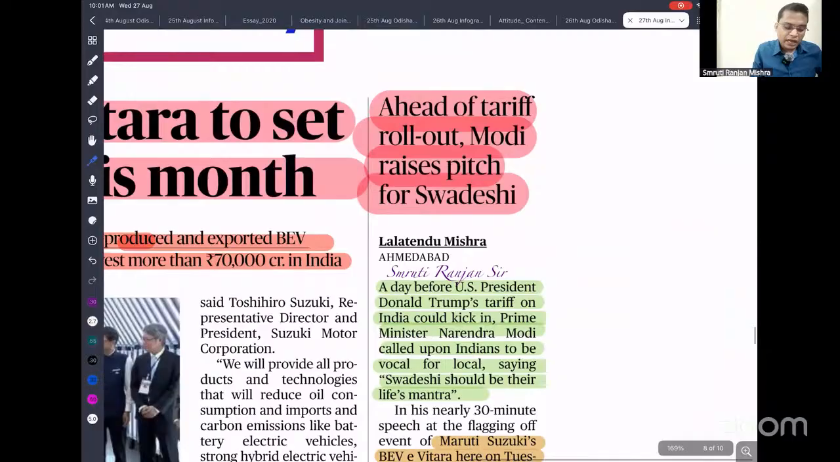Ahead of the tariff rollout, Prime Minister Modi raised the pitch for Swadeshi.